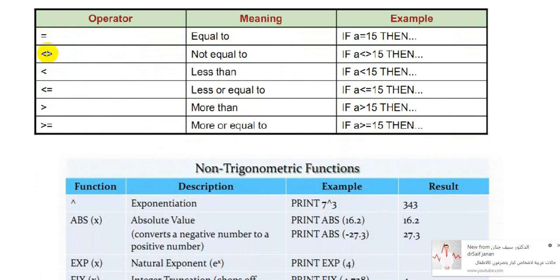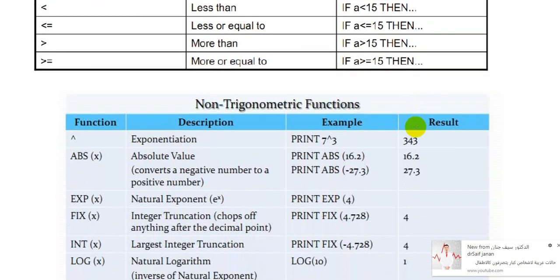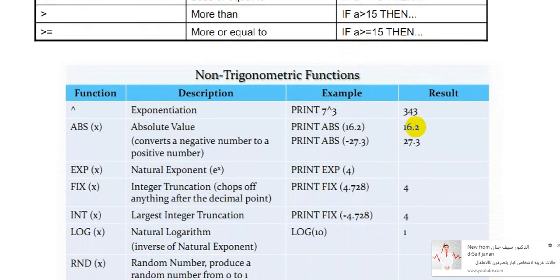Operators: equal to, not equal to, less than, less or equal to, more than, and more or equal to. If A equals 15, then if A is bigger or smaller than 15, as you want, not equal to 15, then if A is less than or more than 15, or A is more than or equal to 15, then execute the subsequent activities.